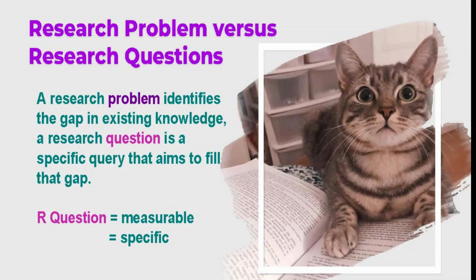So, what's the difference between the research problem and the research questions? A research problem identifies the gap in existing knowledge, while a research question is a specific query that aims to fill that gap. The research question has measurable answers. It is a specific query that you aim to answer in your research. It is a focused and concise inquiry that guides your research process.